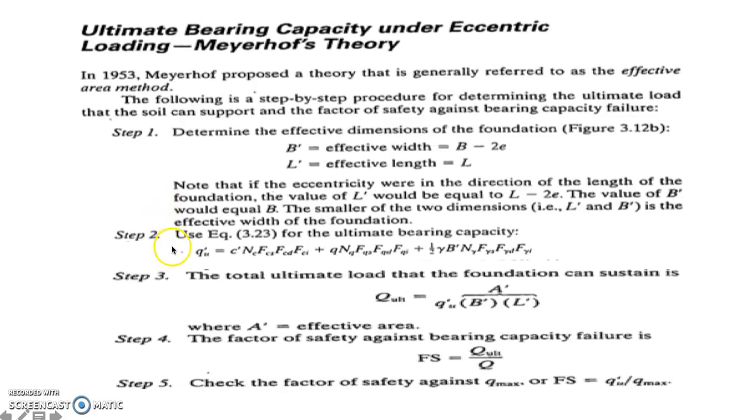Then afterwards, step 2, you're going to compute for the ultimate bearing capacity. Then step 3, the total ultimate load that the foundation can sustain is given with this expression. So of course, you have now the presence of your effective area, effective width and effective length. Then step 4, you have to compute for the factor of safety, which is ultimate load all over your Q. And step 5, you're going to compute or check the factor of safety against maximum pressure, or FS is equal to ultimate bearing capacity all over the maximum pressure.